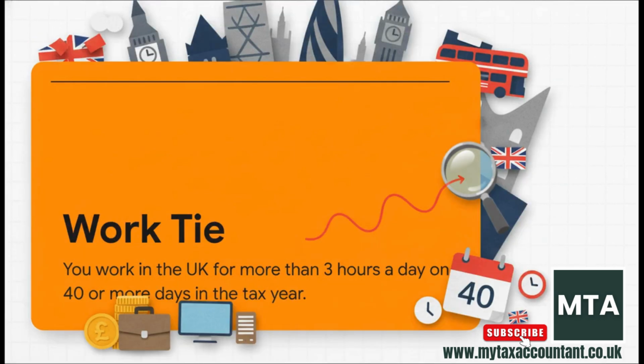The third one is the work tie. You'll have this if you work in the UK for more than 3 hours a day on 40 or more days during the tax year. Now, that's roughly 8 working weeks. And the crucial thing here is, this isn't about having a full-time job. Even part-time work or freelance projects, if they're spread over enough days, can create this tie. For example, if you're a director of a company, just coming to the UK for board meetings could count towards this total.